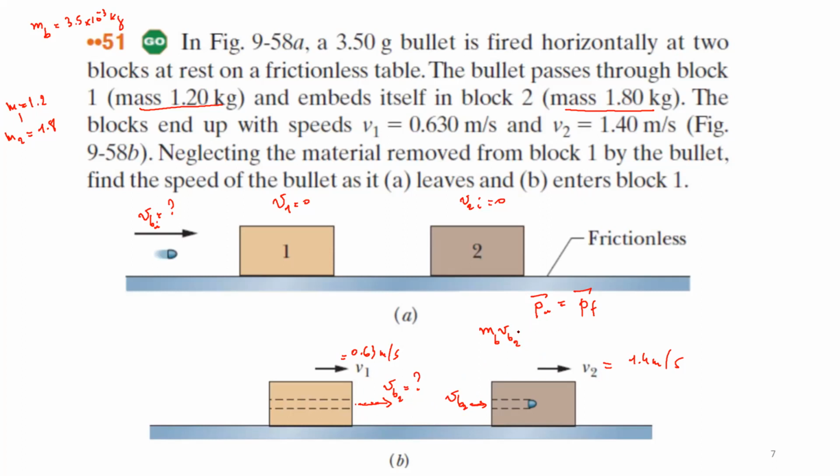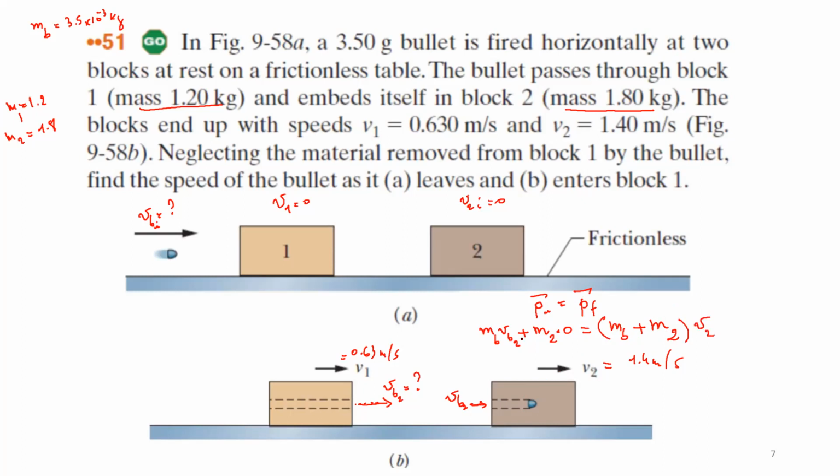And that's plus the mass of block 2 multiplied by V2 initial, which is 0. And this is equal to the momentum after. Since it's a completely inelastic collision, the bullet is embedded inside block 2. So I will have the total mass, the mass of the bullet plus the mass of block 2, multiplied by V2.